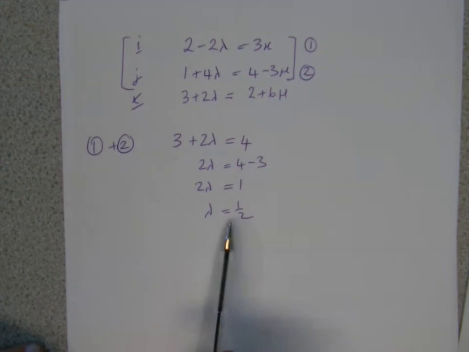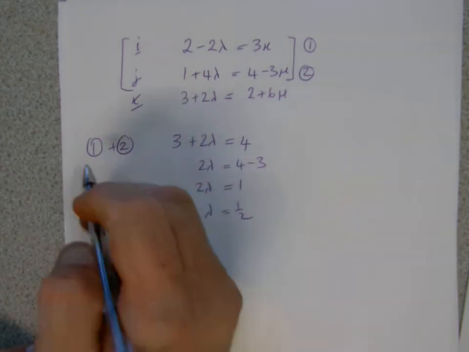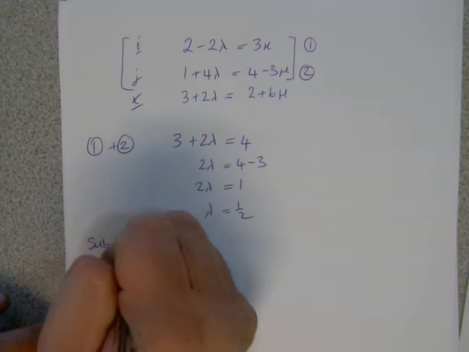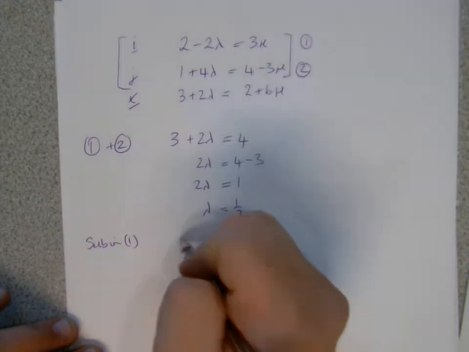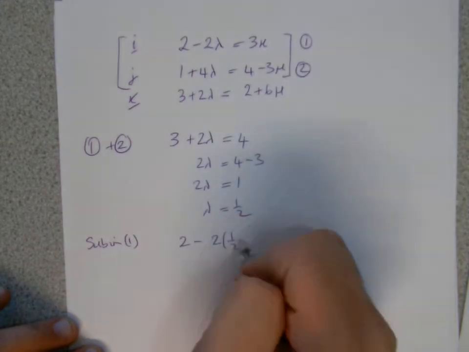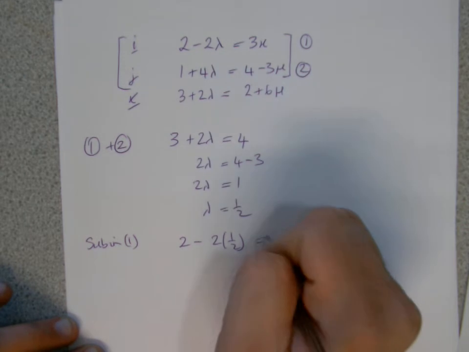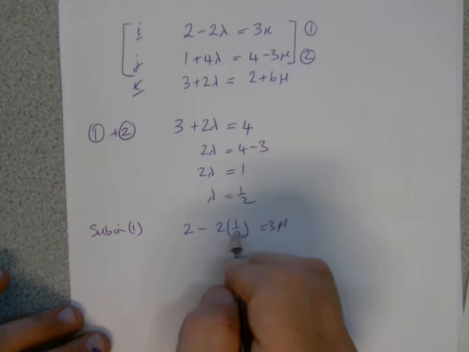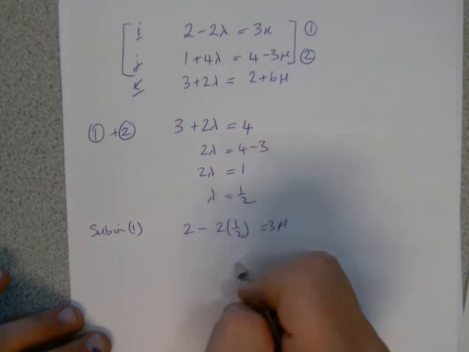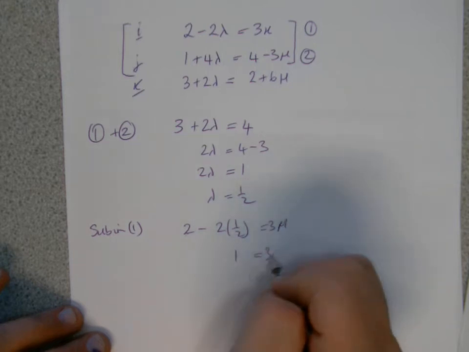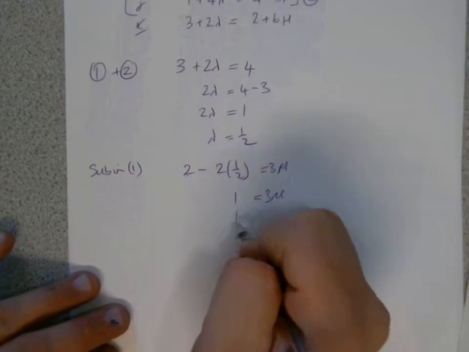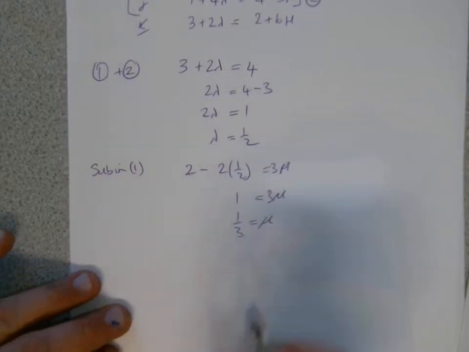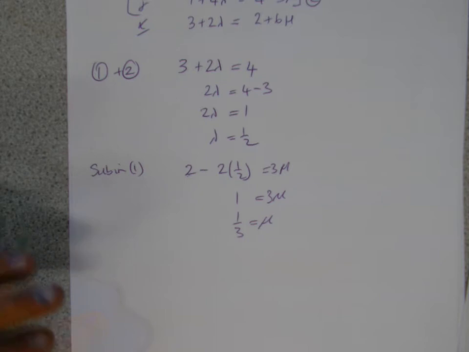I've got lambda as a half, so I sub it back into 1 now. And we'll have 2 take away 2 times a half equals 3 mu. Well, 2 times a half is 1, so 2 take away 1 is 1, which equals 3 mu. So that means 1/3 will equal mu. That's what mu will equal, 1/3.